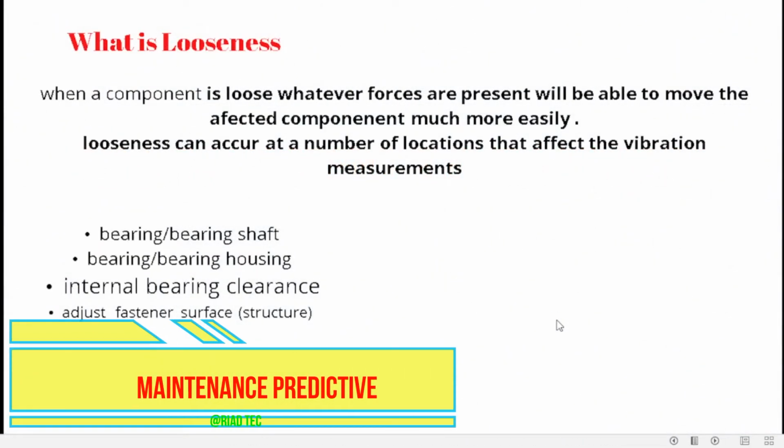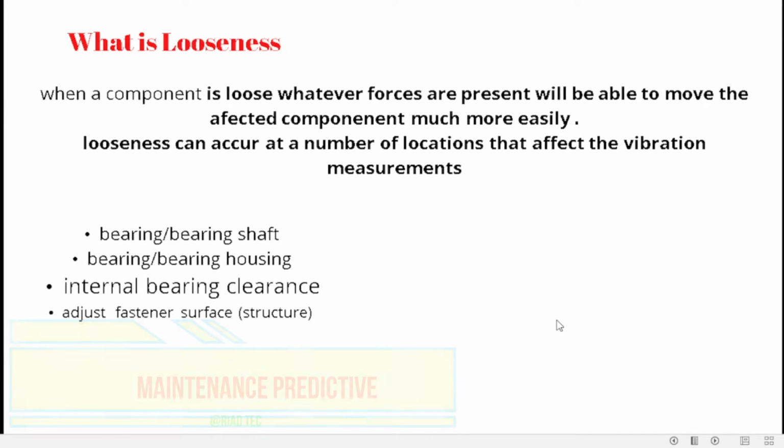What is looseness? When a component is loose, whatever forces are present will be able to move the affected component much more easily. Looseness can occur at a number of locations that affect the vibration measurement. So we want to see what causes it. This looseness is between the bearing and shaft, or bearing housing, or internal bearing clearance, or fastener structure.